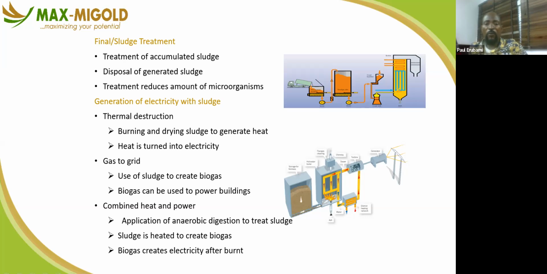But at times, if you have a small quantity, you can't use that to generate electricity because of the cost of the energy that is going to be involved. So thermal destruction: burning and drying sludge to generate heat. Heat is turned into electricity. Gas to the grid: use of sludge to create biogas. Biogas can be used to power buildings.